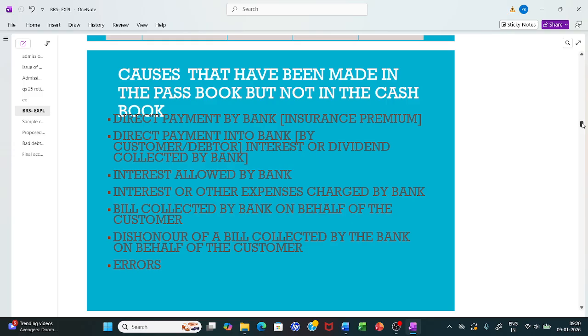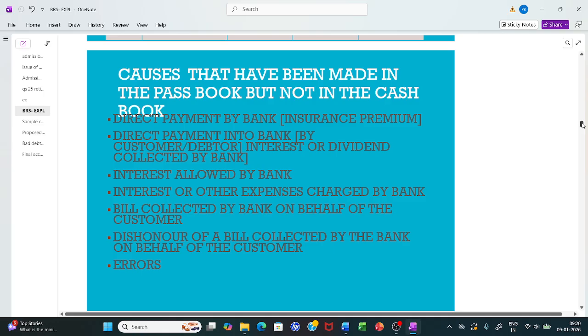Or your customer directly deposits in your account, or your debtor deposits, or any interest or dividend is collected by the bank on your behalf. You've given your account details to the company from where you get the dividend, and they have directly transferred it to your account. Once you look at the account, you will come to know that there's a difference in the two. There might be a mail and all, you would have ignored it, but you have to check the two to see why this dividend is there in my passbook but not in my cash book. Although it's good, it's increasing your balance, you have not made the entry of that in cash book. So that's why the difference in the two is there.